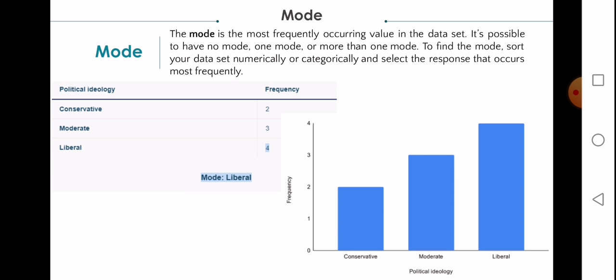We have an example. In a survey, let's say you ask 9 participants whether they identify as conservative, moderate, or liberal. To find the mode, sort your data by category and find which response was chosen most frequently. To make it easier, you can create a frequency table to count up the values for each category. Now, the mode is easily seen in a bar graph because it is the value with the highest bar.